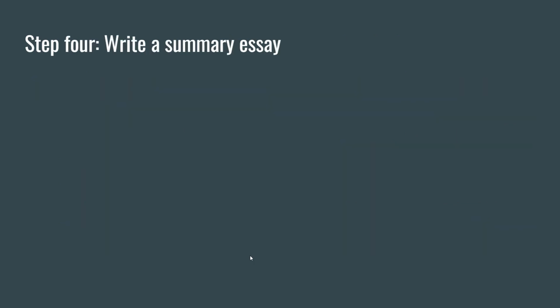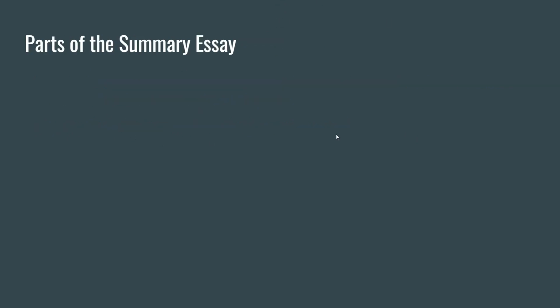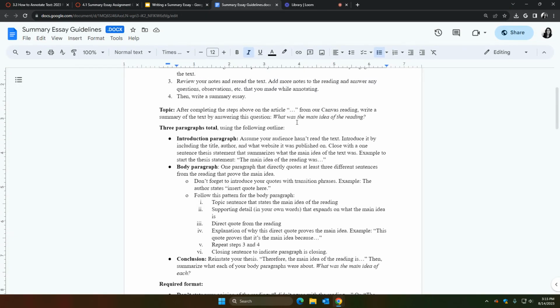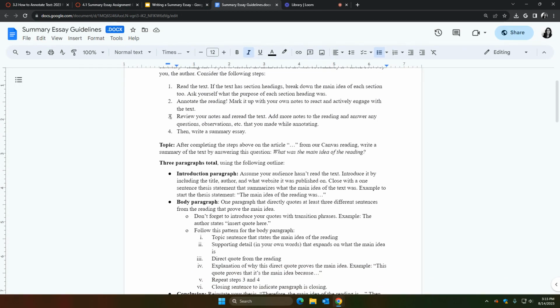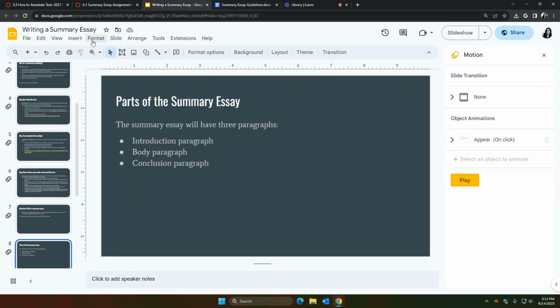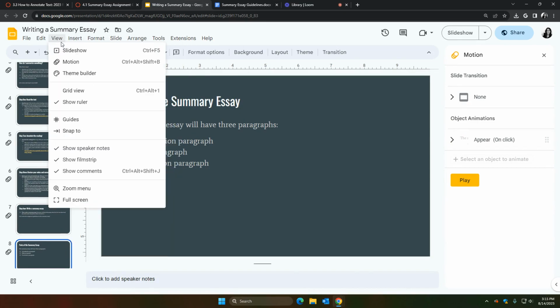And then step 4 is writing that summary essay. Like I said, summary writing helps grasp what the text was about, helps you just explain in your own words. It challenges you in that way. So we're going to review the assignment guidelines. This PowerPoint is breaking down the official assignment guidelines that you've been given. So make sure you've reviewed these assignment guidelines. It's the same information here, but just in PowerPoint format. So let's see.